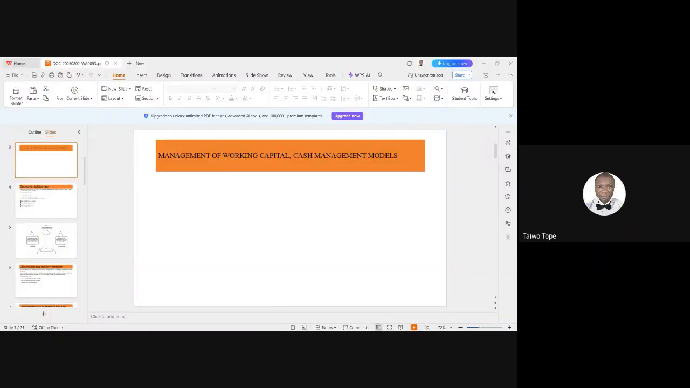So tonight we are going to be looking at the cash management models. This is an aspect of the management of working capital. So the cash elements of the working capital will be the focus of tonight's class. In the last class, we looked at the issue of inventory. So tonight, we're going to delve into the cash aspects. Cash.